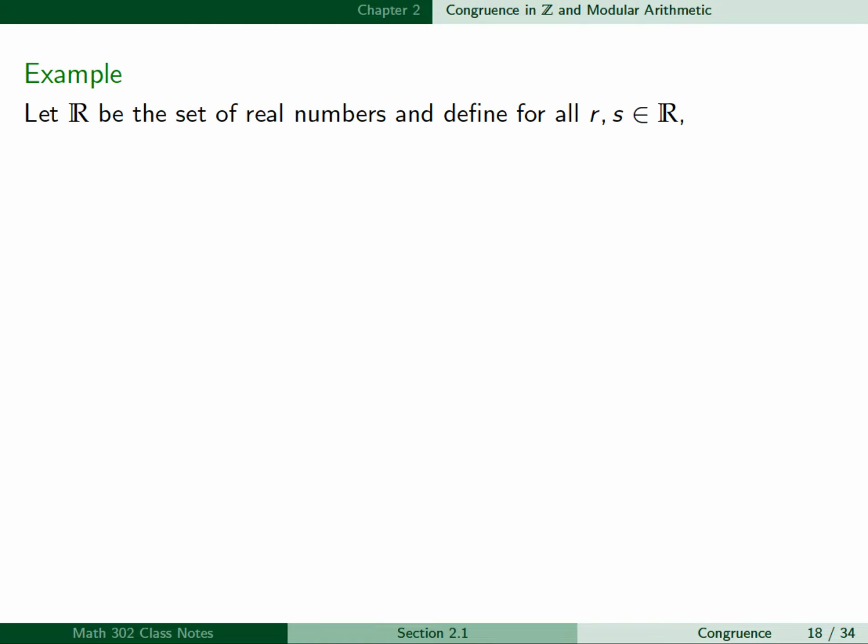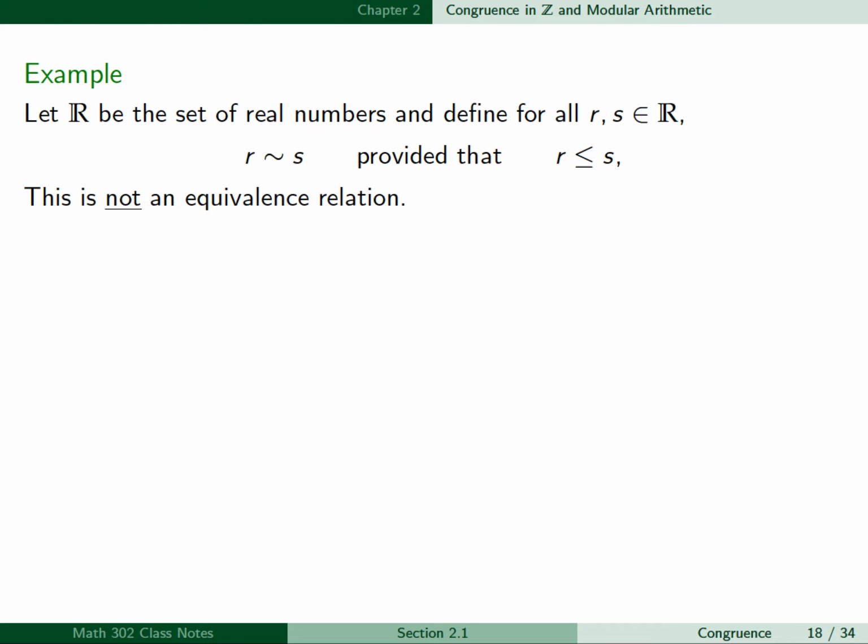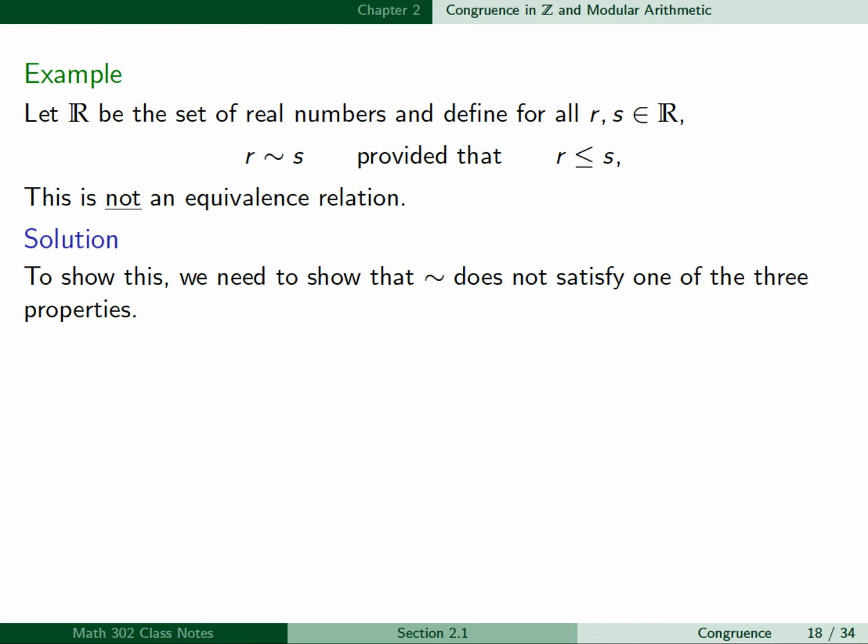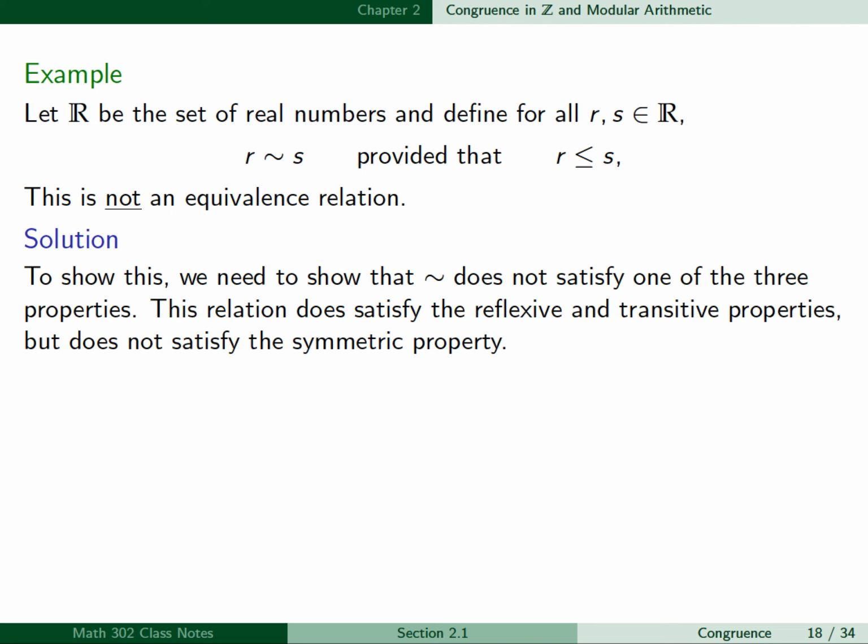For another example, let R be the set of real numbers and define for all r and s in R, r tilde s, or r is related to s, provided that r is less than or equal to s. Then this is not an equivalence relation. So to show this, we need to show that our relation tilde does not satisfy one of the three properties. Now this relation does satisfy the reflexive and transitive properties. So for all real numbers, r is less than or equal to itself. And for three real numbers r, s, and t, if r is less than or equal to s and s is less than or equal to t, then r will be less than or equal to t. So it satisfies both of those properties, but it does not satisfy the symmetric property.